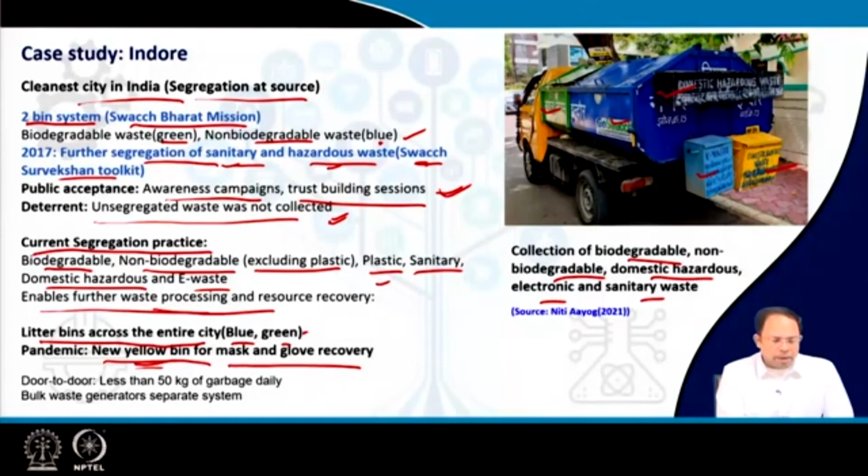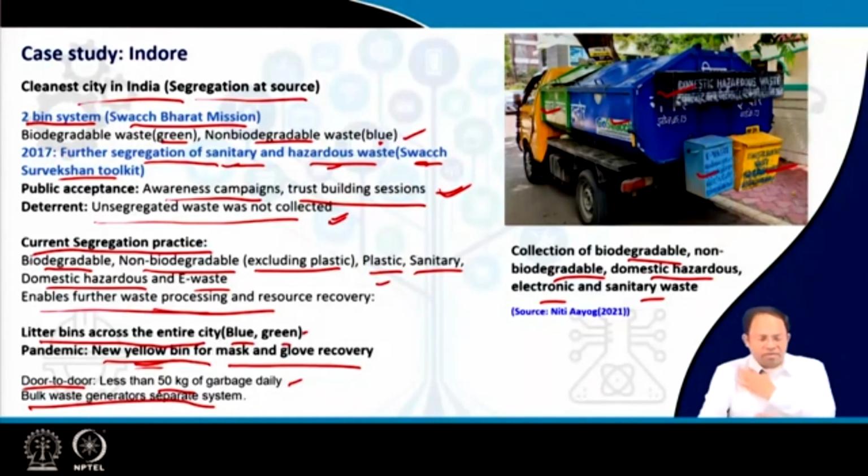So over here, door-to-door collection system is employed when garbage is less than 50 kilograms. For the rest, bulk waste generators, a separate system is being followed. That means door-to-door collection is done by the primary collection system for generators who generate less than 50 kilograms of garbage per day. For other generators, instead of 100, they are considering 50. For bulk waste generators, they are proposing a separate system for collection.